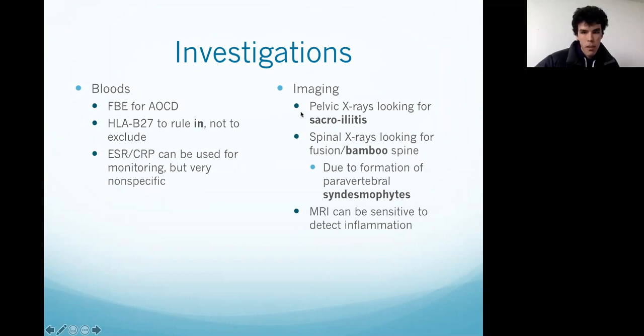ESR-CRP is not that helpful. The X-rays are pretty good, so sacroiliitis and bamboo spine. We'll have a look at what those look like in a second. You can use MRI, but it's not very commonly done.